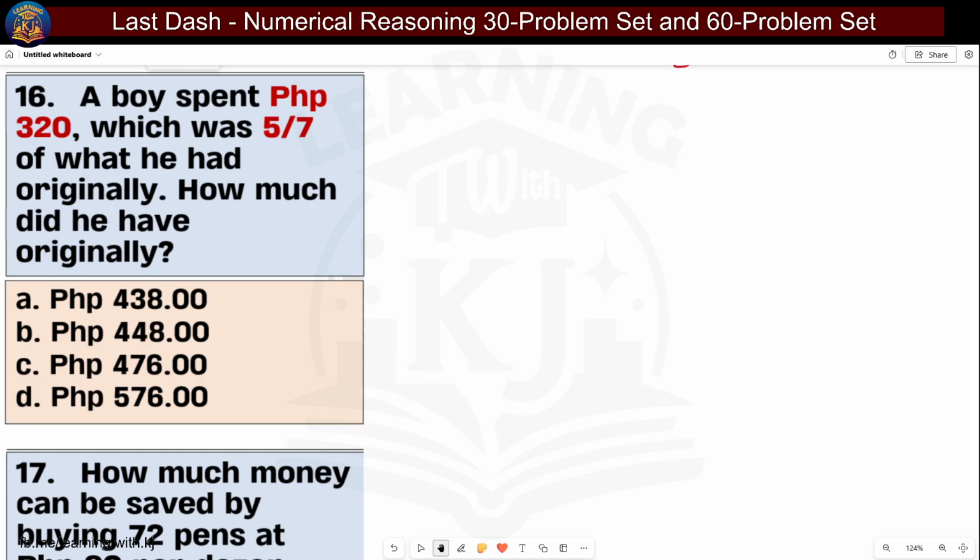Okay, let's make this a little bit quicker. Sabi dito, a boy spent 320 pesos, which was 5/7 of what he originally had. Meaning, yung ating 320 is equal to 5/7 of, let's say for example, x, the original amount. Okay, how much did he have originally?